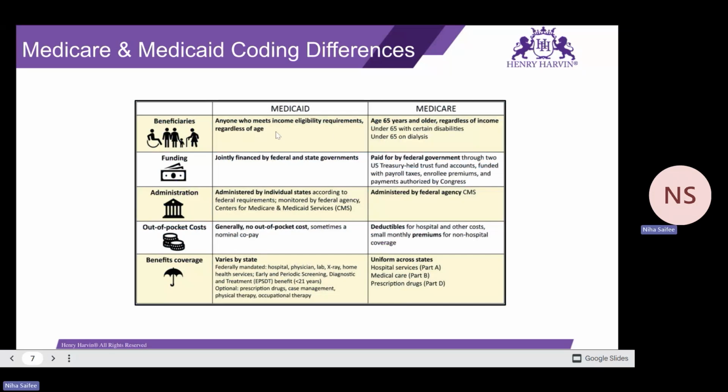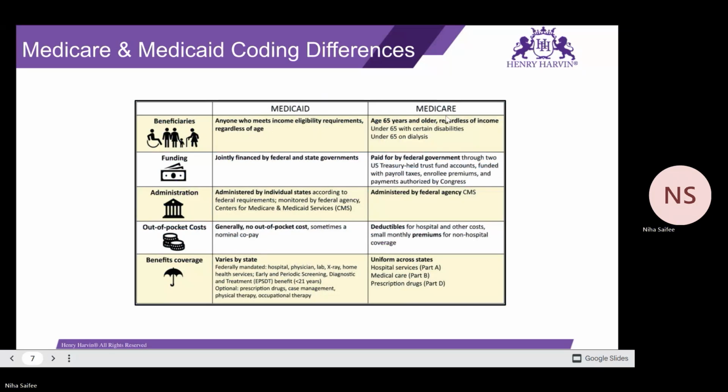Now we are talking about Medicare and Medicaid. What are Medicare and Medicaid? Medicare and Medicaid are federal insurances. People who are eligible for Medicaid insurance are the low income groups, people who have low income or low salaries. So anyone who meets income eligibility requirements, regardless of age. So, low income groups.